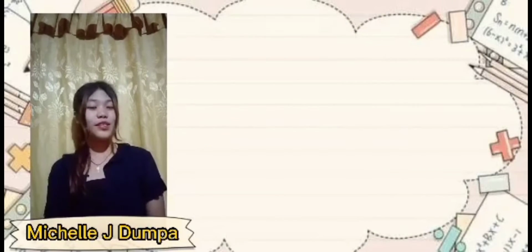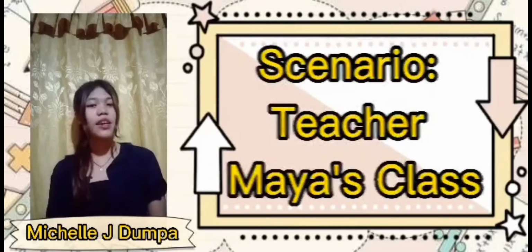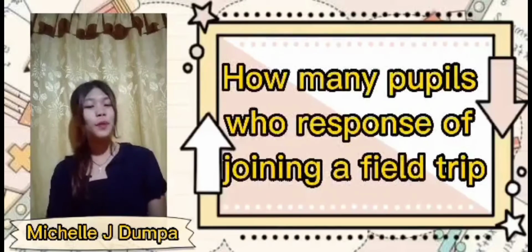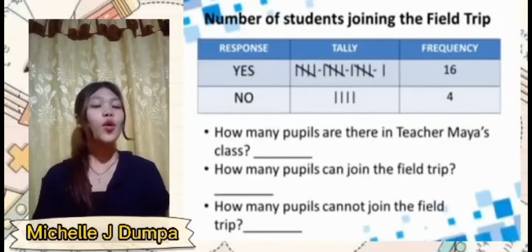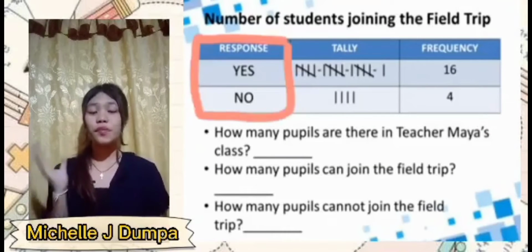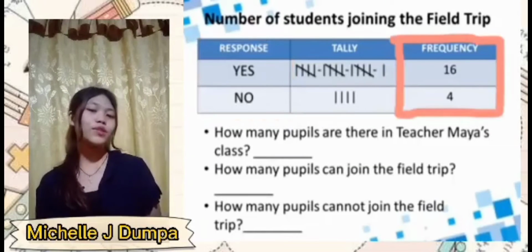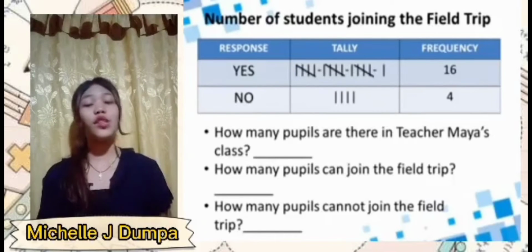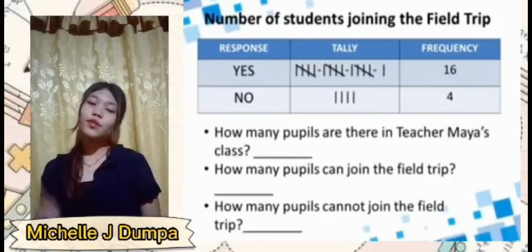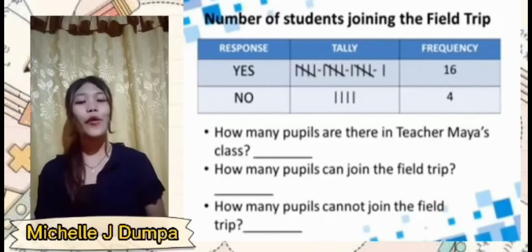So now, let us talk about Teacher Maya's class and how many pupils responded about joining a field trip. As you can see, we have three columns there: the response, tally, and also the frequency. By this, we can organize the data that we have gathered. So now, let us proceed to our questions.